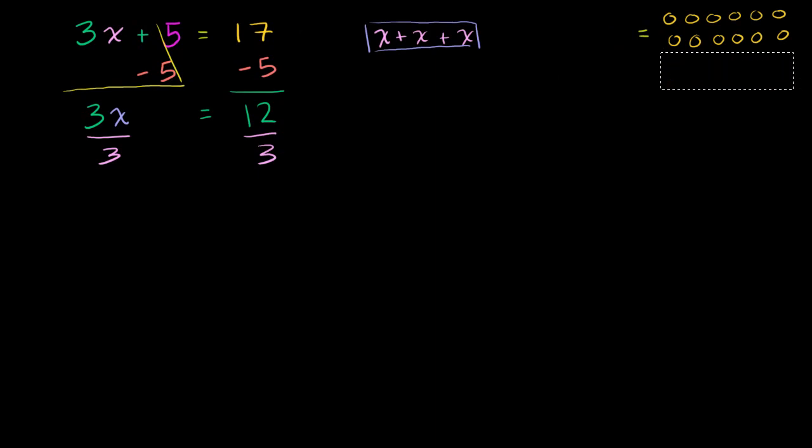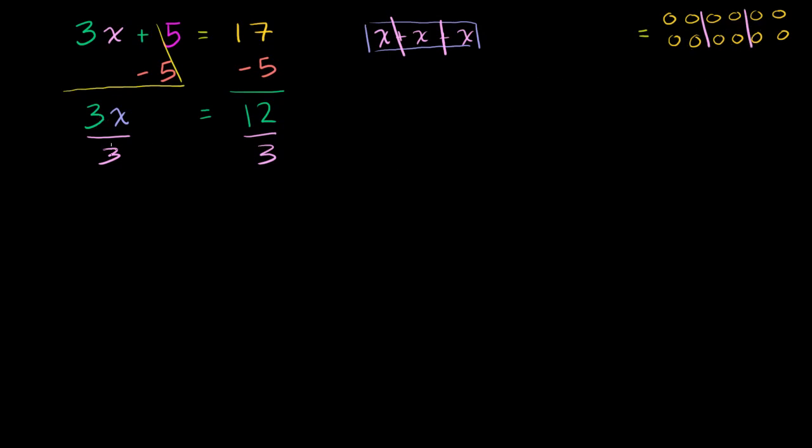Let me clear it over here. And so now we are dividing both sides by 3. Divide the left-hand side by 3. It's 1, 2, 3. So 3 groups, each of them have an x in it. If you divide this right-hand side by 3, let's see, you have 1, 2, and 3. So it's 3 groups of 4.